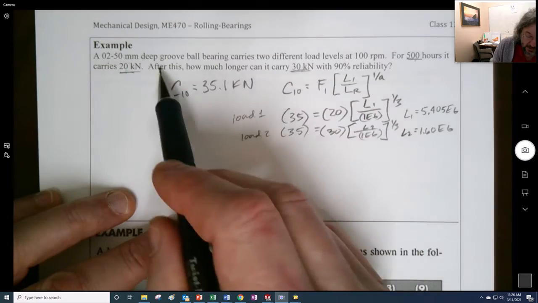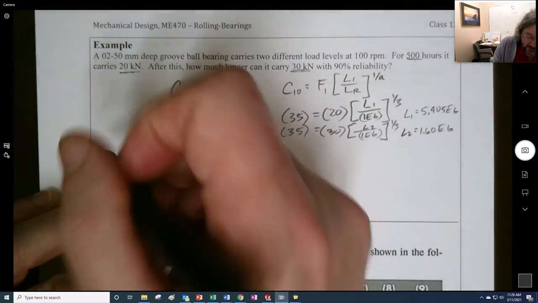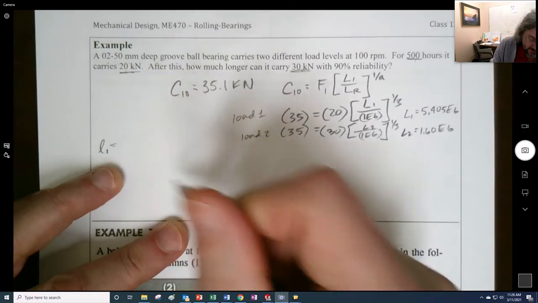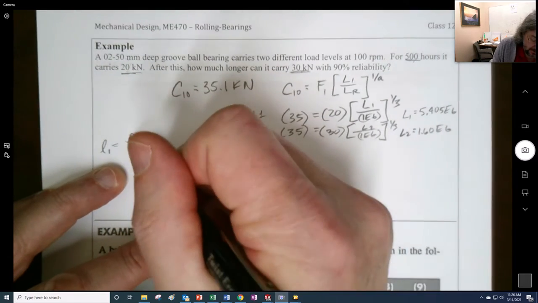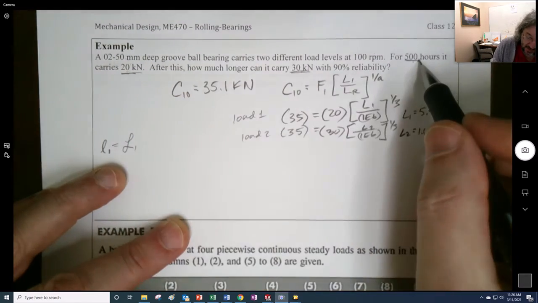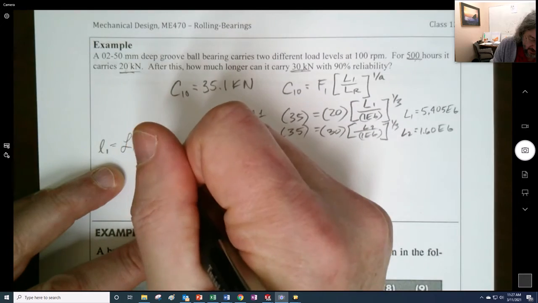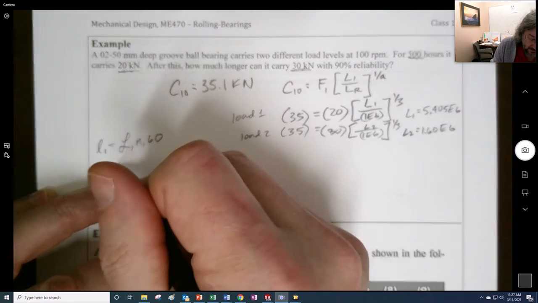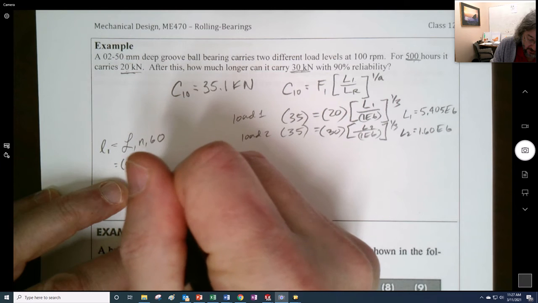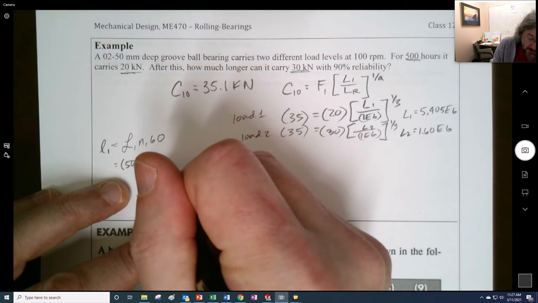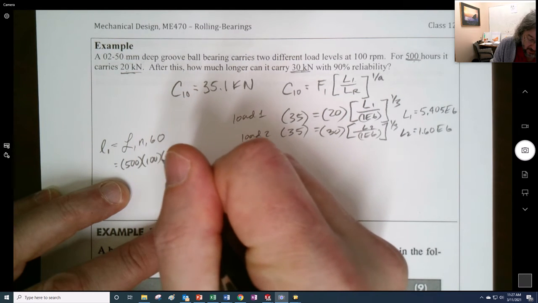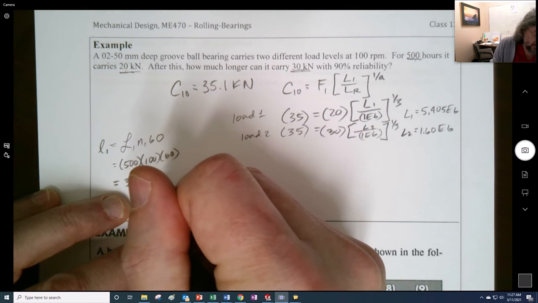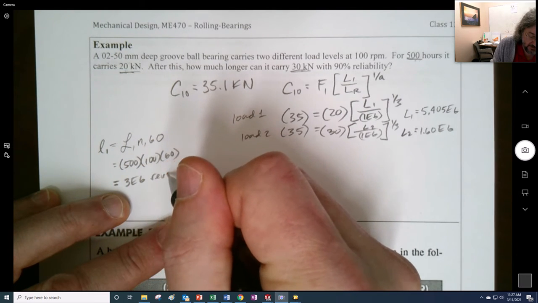Now let's say how many have we used? Well, little L1 is going to be the number of hours, that 500, and the RPM, and 60 out of that thing. So we say 500 times 100 RPM times 60, and we end up with 3E6 revs, right?